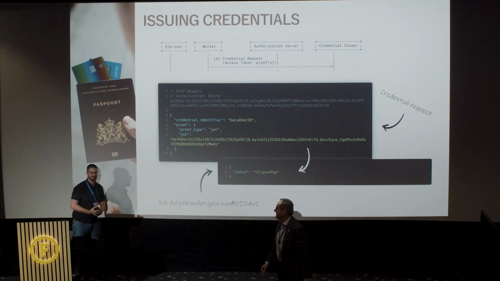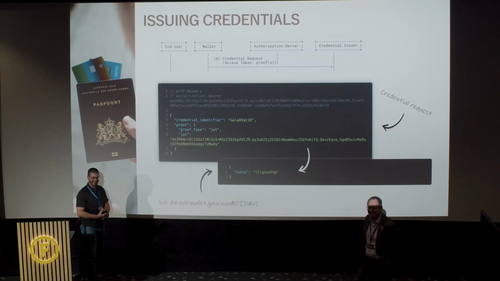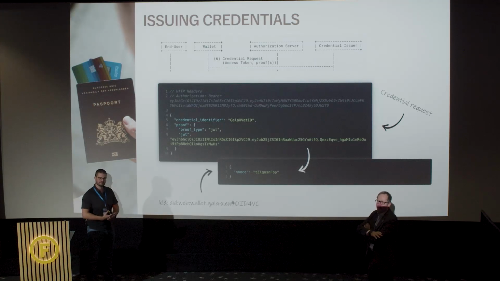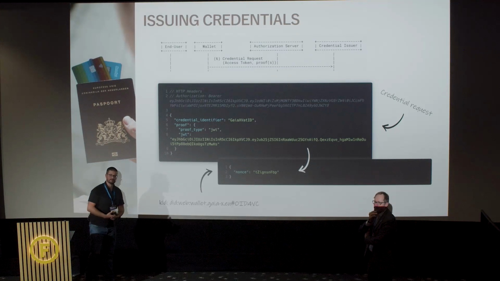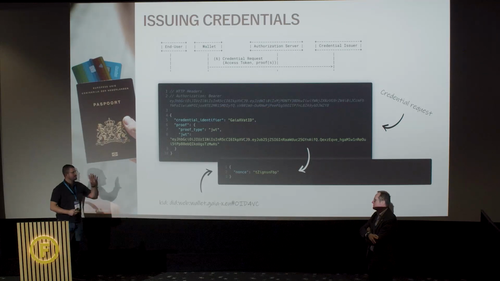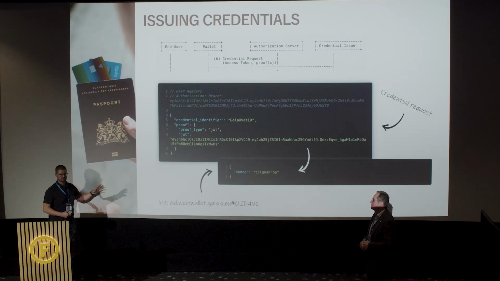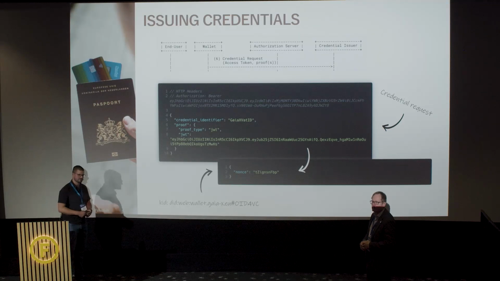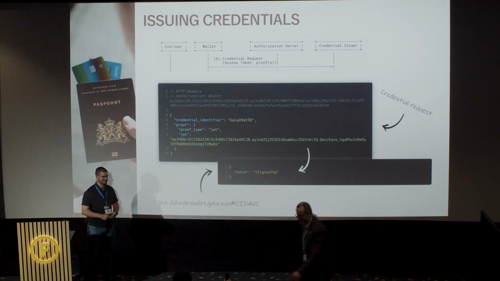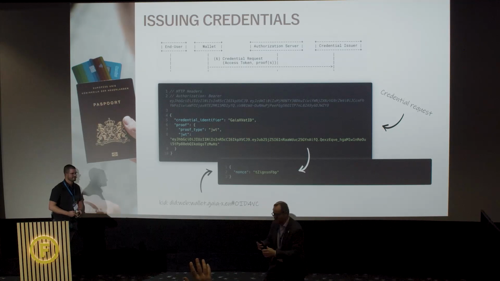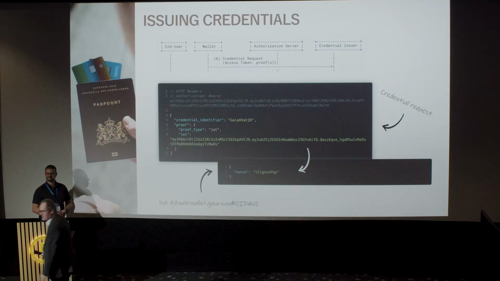Friendly fire. No, I just don't remember if you mentioned the version of the drafts, just in case someone else is interested. The implementation is based on the latest drafts. So for OpenID for VC issuance, it's draft 14, and for VP, it's draft 22, I think, or 23. I can't remember. It goes so fast. Thank you for reminding me.